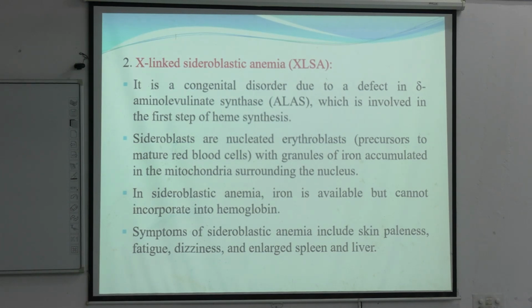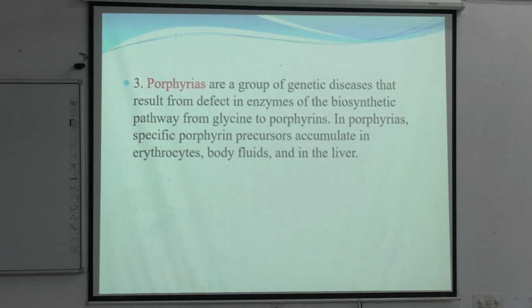Okay. So in sideroblastic anemia, there will be paleness, fatigue, dizziness, and enlarged spleen and liver because of accumulation of iron. It is written here, the sideroblasts are the nucleated erythroblasts. Okay, they cannot get back to mature RBCs as the body cannot produce heme because the deficiency is in the ALA synthase enzyme. Okay, so there will be accumulation of iron in mitochondria in the sideroblasts and there will be anemia leading to fatigue, dizziness and enlargement of spleen and liver.